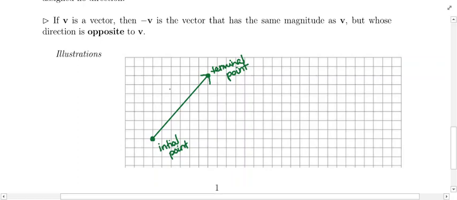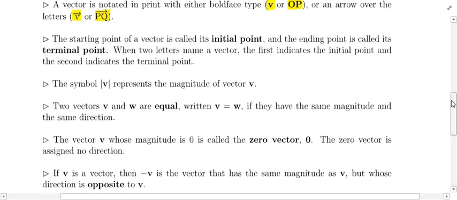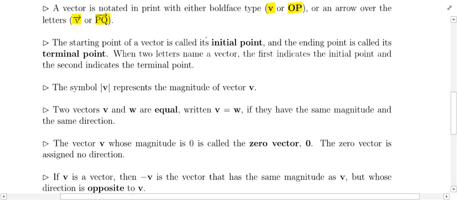As far as naming this vector goes, we could call it vector v, or we could call it vector OP. If we name it with 2 letters, the initial point would be point O and the terminal point would be point P. That is basically what I have already discussed. So let's go back up here.